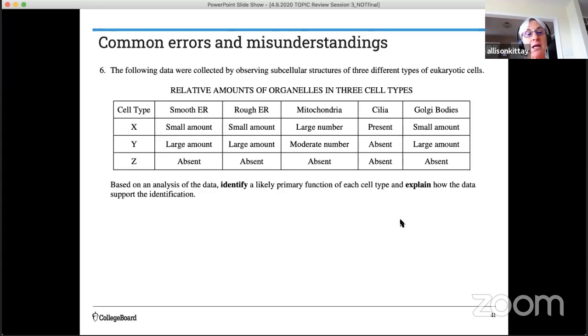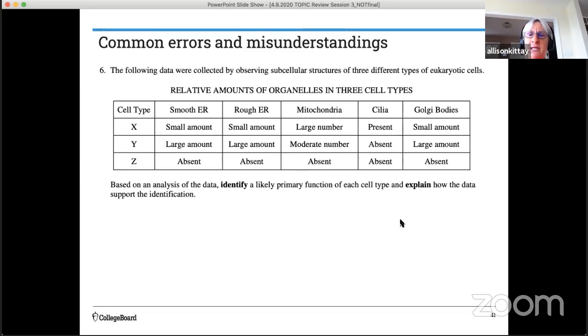So let's look at cell type X. It's got a small amount of ER, both rough and smooth. It's got a large amount of mitochondria, and it has cilia present and a small amount of Golgi bodies. Cell Y has a large amount of both types of ER, smooth and rough. It has a moderate number of mitochondria, no cilia, and a large amount of Golgi.